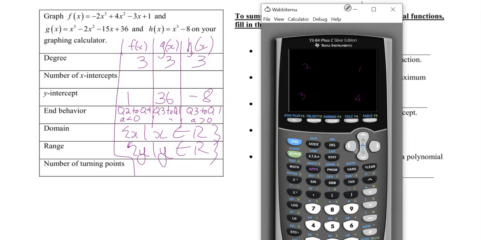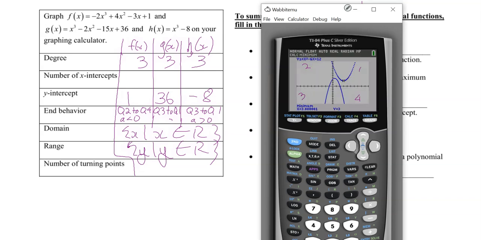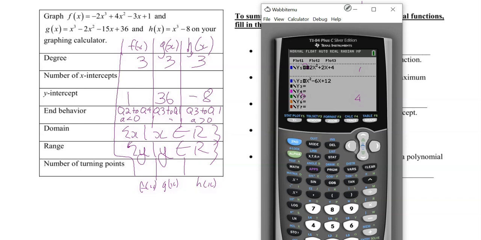Number of turning points, okay, so we're going to have to graph that. f of x. But aren't they all just kind of curves and not turning points? Well, let's find out. So here we actually do have that. So sadly, I'm just going to reset the calculator. So I'll get the three different colors.